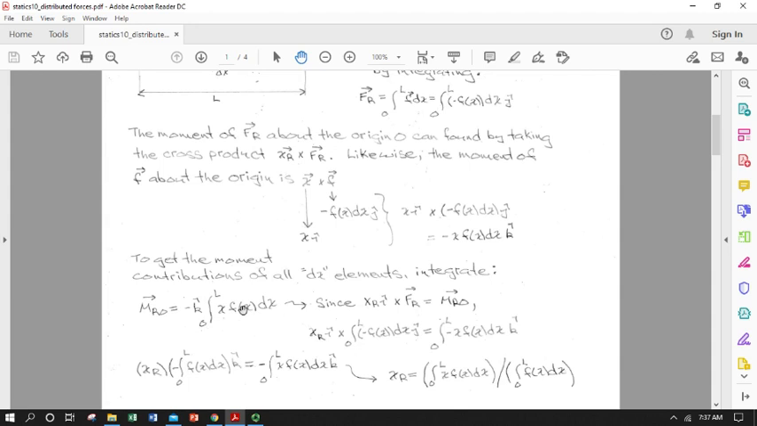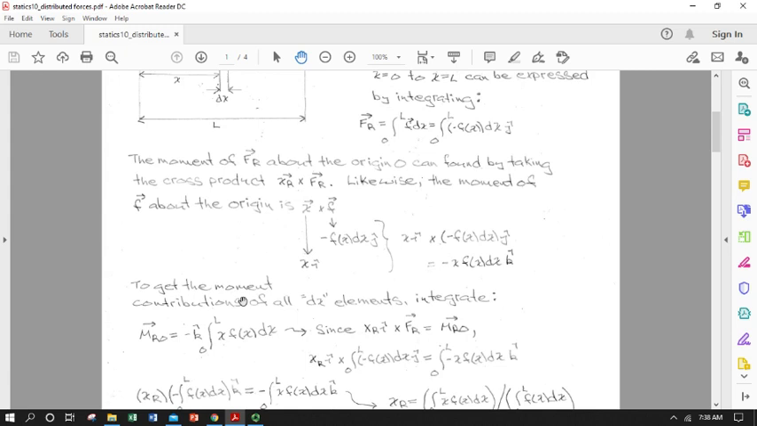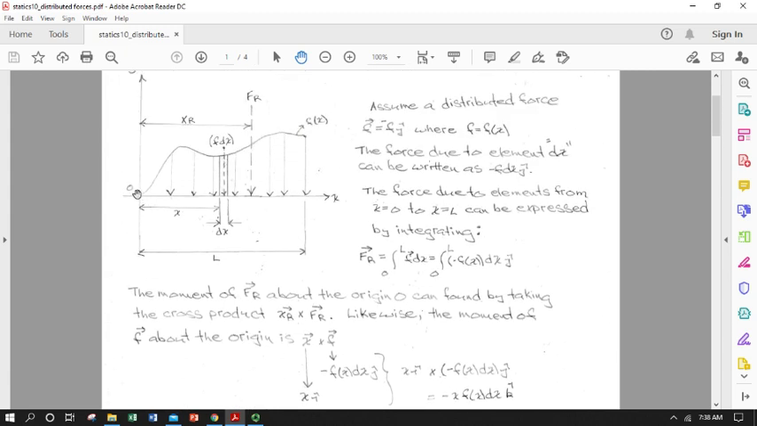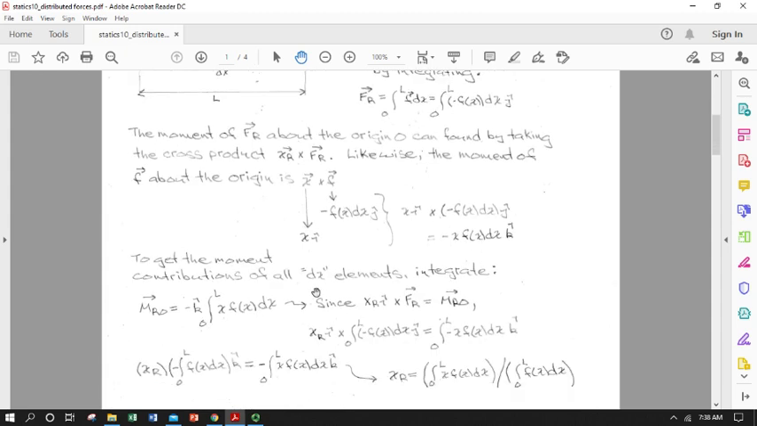It totally depends on the nature of the distributed load. But now if we know what that function is, and we can do the integral, we know what the moment due to that distributed load is about the origin. So that's pretty much everything you need to know to get that.